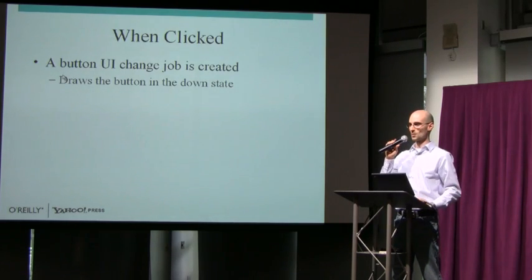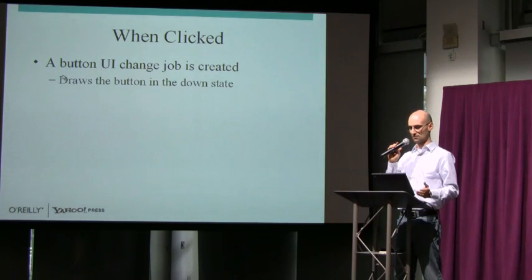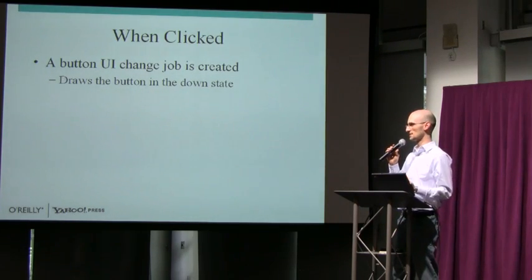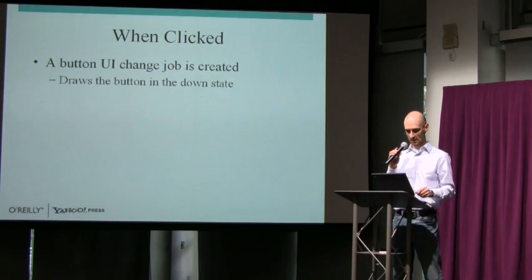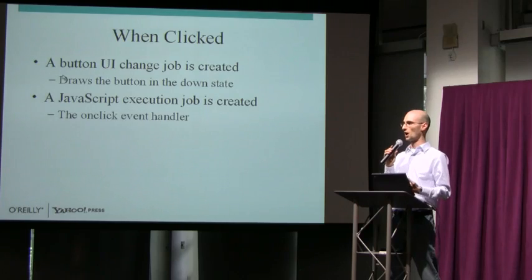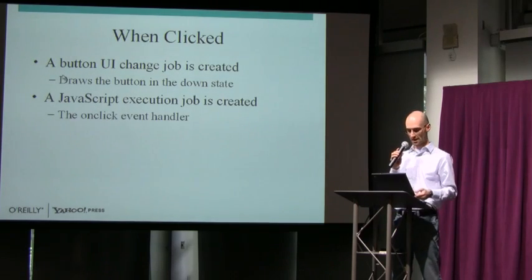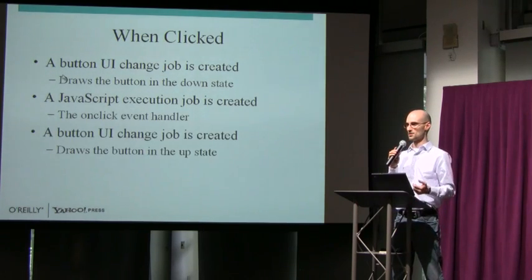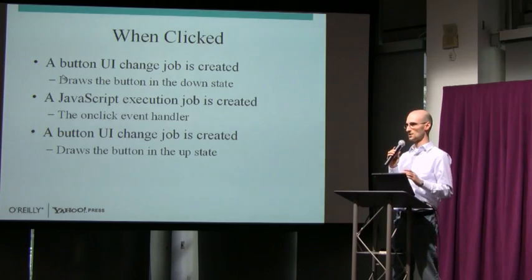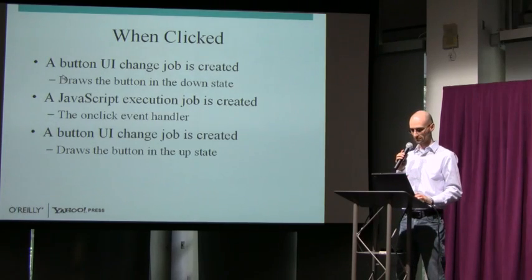And so this is what actually is happening when you click on the button. So there's a UI change job that says, hey, draw this button in the down state first. And then after that, there's a JavaScript execution job for the on-click handler for that button. And then after that, there's, okay, draw the button now in the up state. So these all happen behind the scenes as soon as you click on the button.